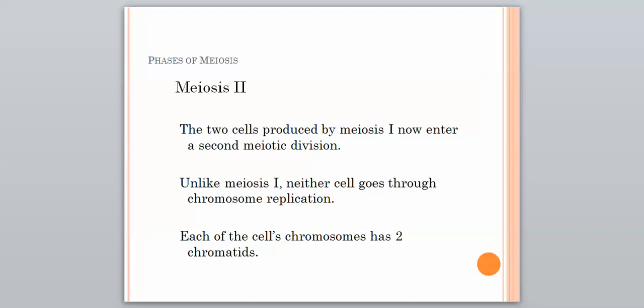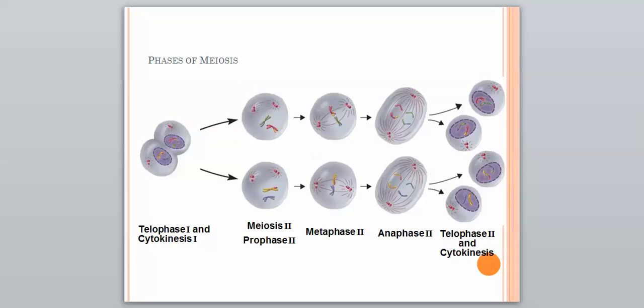And unlike meiosis 1, neither cell goes through chromosome replication. So remember, we started with interphase 1 where the chromosome replication occurred in meiosis 1. We're not going to do that in meiosis 2, and because of this, each of the cell's chromosomes have two chromatids. So we still have two chromatids.